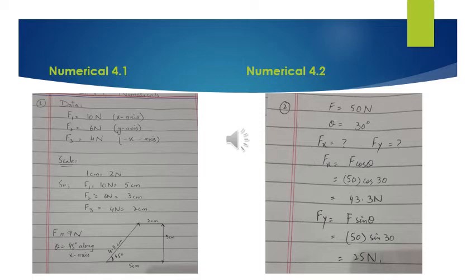Numerical number 2 is find the perpendicular components of a force of 50 Newton making an angle of 30 degree with x-axis. Now perpendicular components formula we know, we have already found using equation 4.3 and equation 4.4. Resultant force F is given which is 50 Newton and theta is 30 degree. We have to calculate Fx and Fy. Using equation 4.3 and 4.4, Fx is equal to F cos theta. Putting values in it, we get 43.3 Newton and Fy is equal to F sin theta. Putting values in it, answer is 25 Newton.